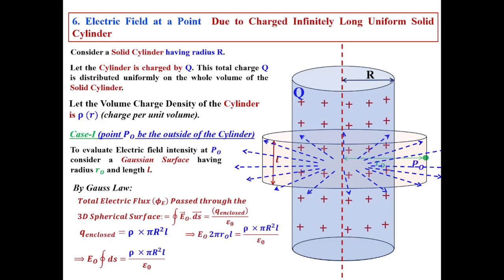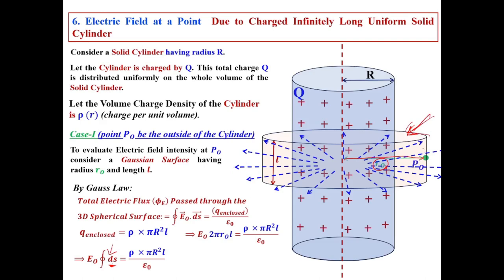Now this surface area will be how much? Here you can see this surface area is nothing but the surface area of this Gaussian surface. So for this Gaussian surface, the radius is how much? R0. So total surface area of this Gaussian surface will be how much?